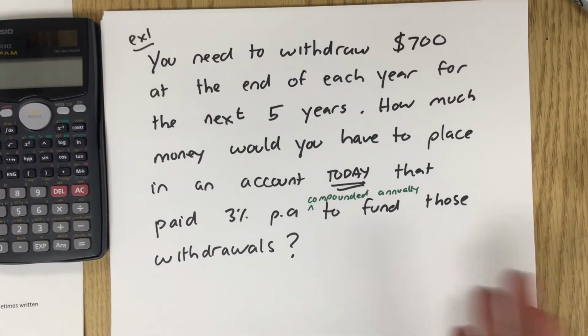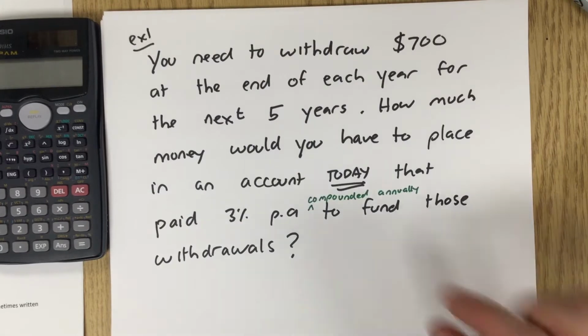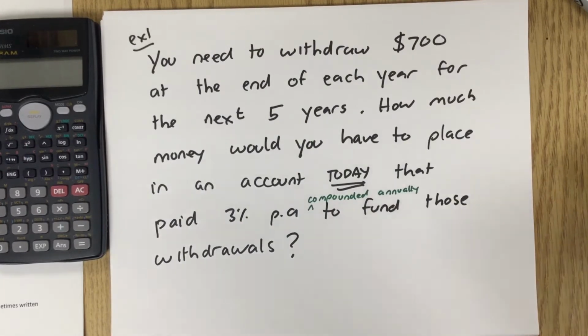So at the end of 1 year, we're going to take out $700. At the end of the second year, another $700. End of the third year, another $700, and so on and so forth for 5 years. How much money would you have to place in an account today that paid 3% per year compounded annually? I forgot to put that in the first time.